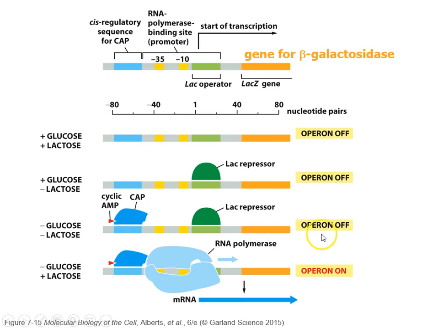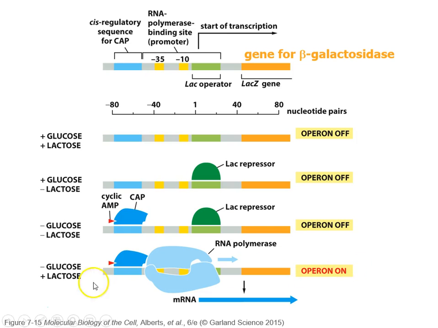If glucose and lactose are both not present, that would force the bacterial cell to use a different carbon source. So there's something turning it on and something turning it off. The cyclic AMP bound to CAP would turn the RNA polymerase on, but the Lac repressor is in the way. So the off signal takes priority here.